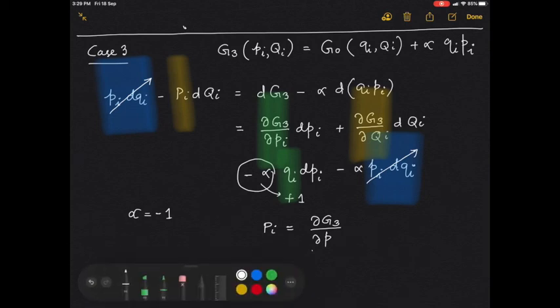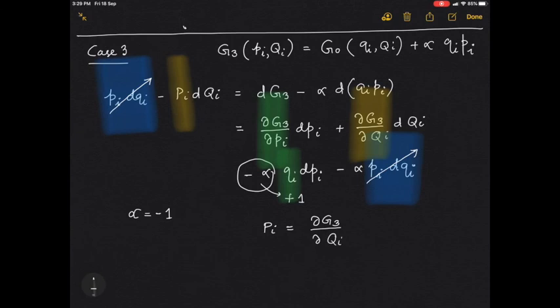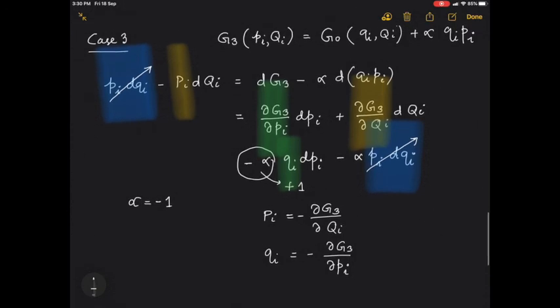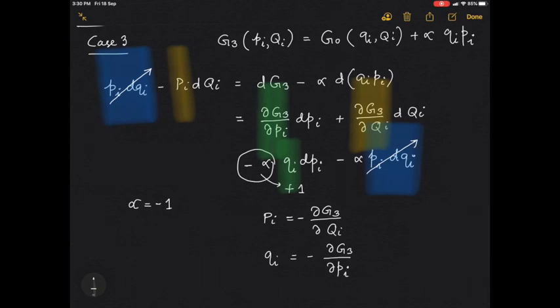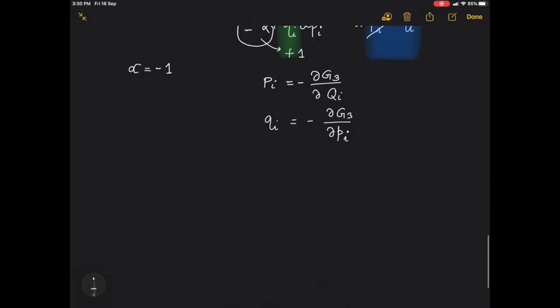Del G3 del small pi, sorry, and I get Qi equals, this also minus, because there's a plus sign here and both of them are on the same side, so they should add up to 0. So Qi equals minus del G3 del Pi. Nice. So that is the new set of transformation rules.